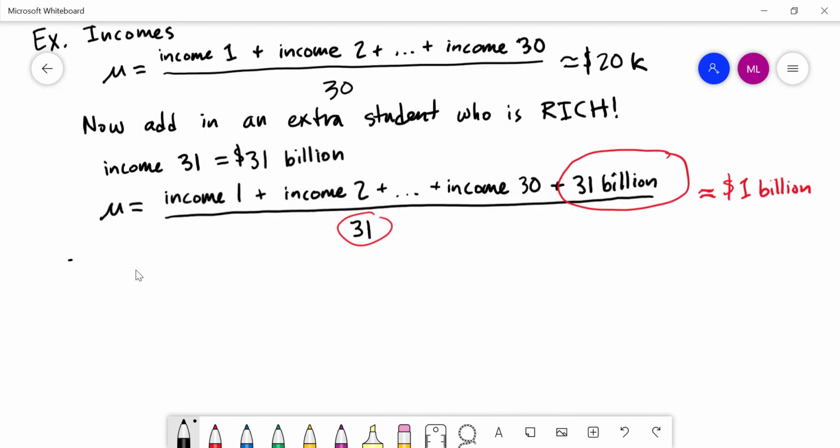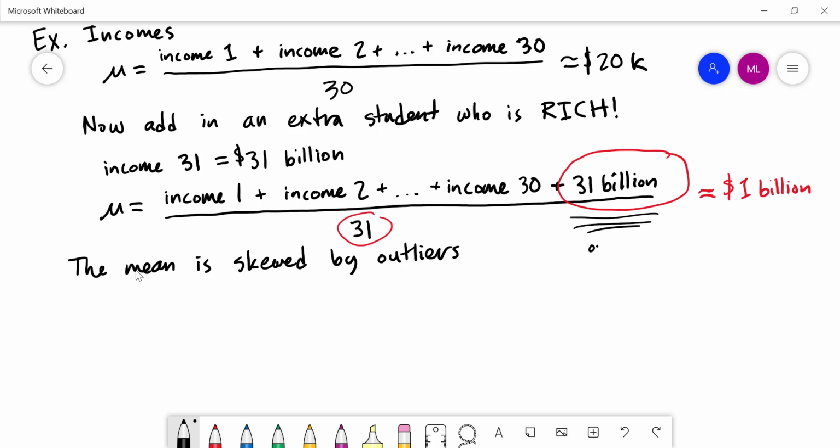So this is an idea. The mean is easily skewed by outliers. This $31 billion right here is what we might call an outlier. And we'll formally define the concept of an outlier in a later section, coming up soon. But the mean is skewed by outliers. What about the median?